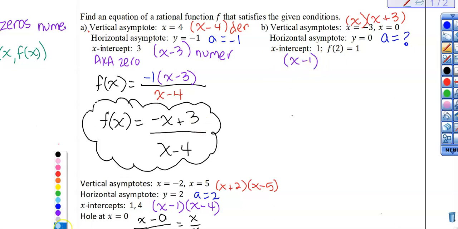Now here we're going to need our green pen because we have one more condition. The f of 2 is 1. 2 represents our x. 1 represents our f of x. And so we have to have at least 1 point if we're going to find A.